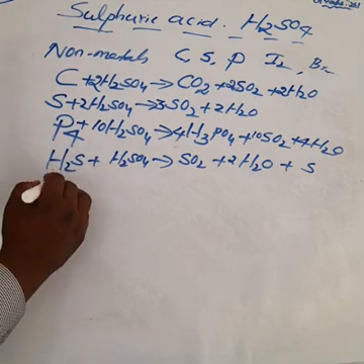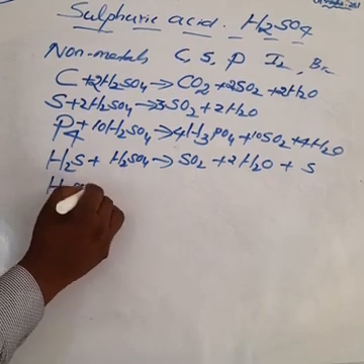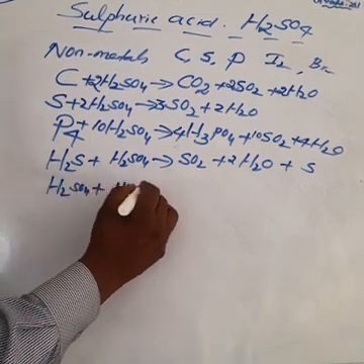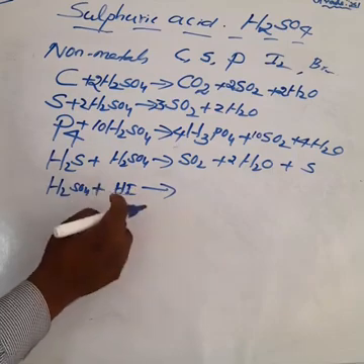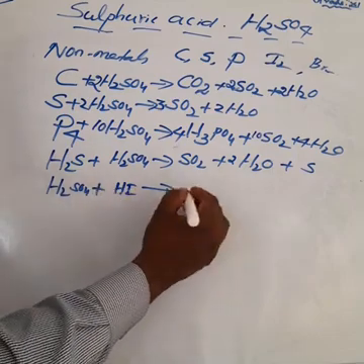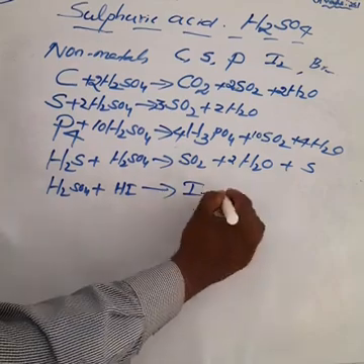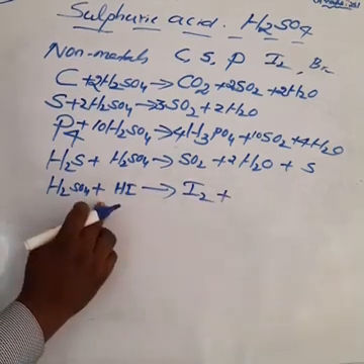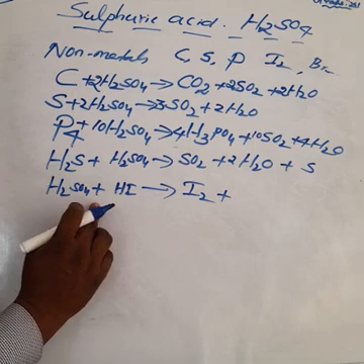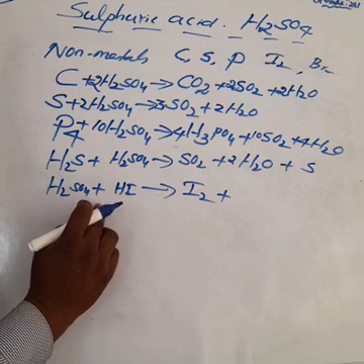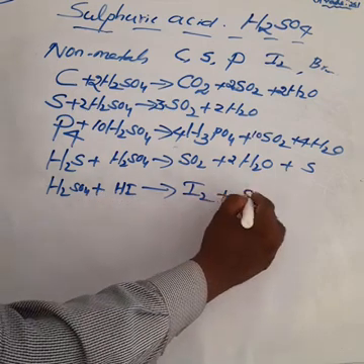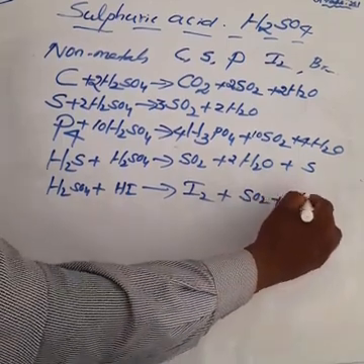Sulfuric acid H2SO4 reacts with hydrogen iodide. It liberates, otherwise it is oxidized to iodine, that is I2. That is, sulfuric acid H2SO4 plus hydrogen iodide gives I2 plus SO2 plus water molecule H2O.